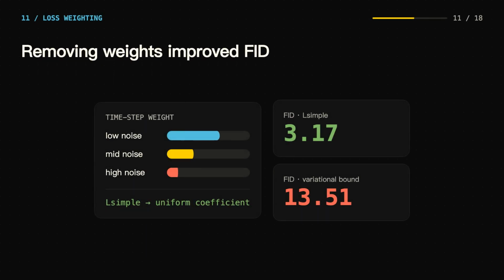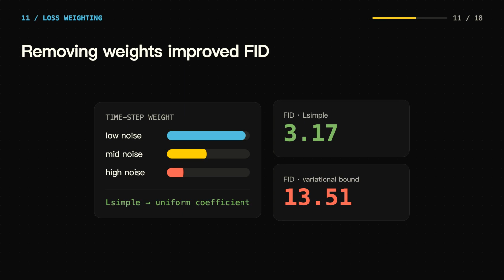Every time step in the full evidence lower bound carries a different weight. Low noise steps receive a high coefficient, while high noise steps receive less. L-simple removes those time-dependent coefficients, so uniformly sampled time steps enter the noise mean squared error with the same weight. Relative to the original objective, this increases the influence of parts of the middle and high noise region.